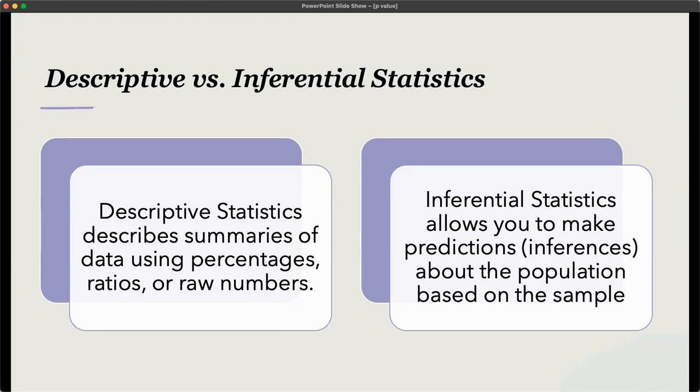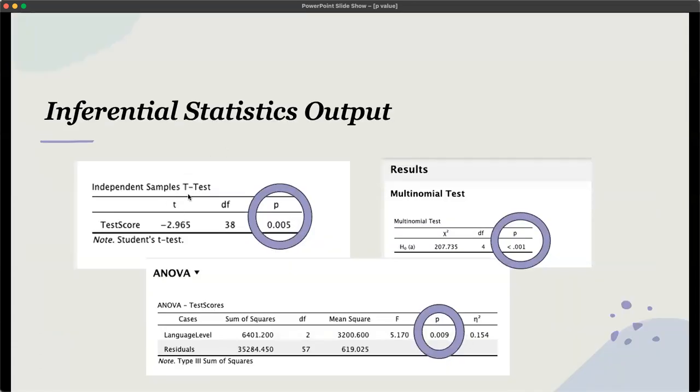Inferential statistics, on the other hand, allows you to make predictions or inferences about the population based on the sample. So at the end of this, I will get a p-value. And you can see here in an independent samples t-test, I've got a p-value at the end of this table of 0.005. This chi-square is less than 0.001, and this ANOVA is 0.009. So what does this mean? How can I tell if my test worked based on this particular number?